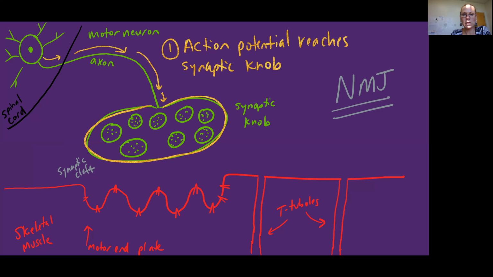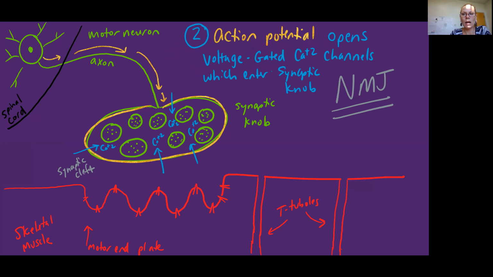When the action potential reaches my synaptic knob, that's going to open up voltage-gated calcium channels, and calcium will enter my synaptic knob. Voltage-gated channels are opening or closing based on charge. I like to say open and close because of the gate. Really activate and deactivate are more correct terms. But I'm going to stick with my colorful language there.